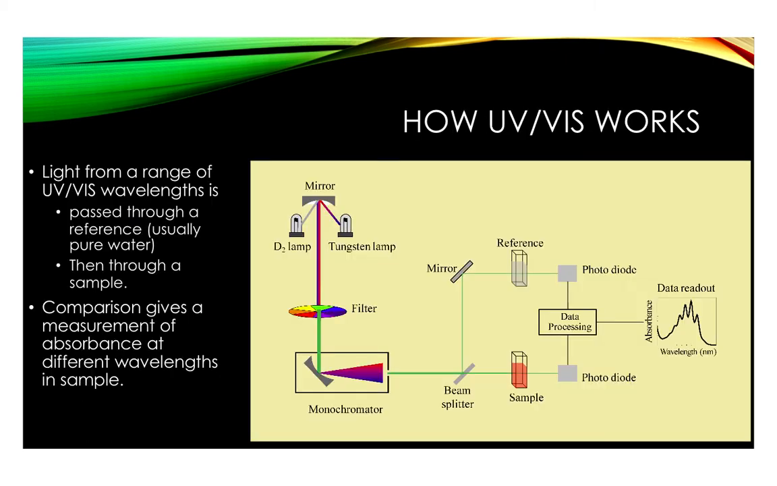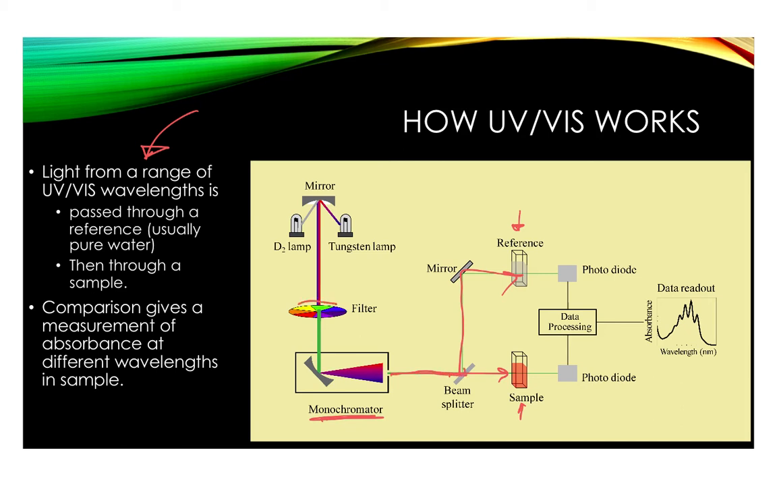Okay. So UV visible spectroscopy works like this. Light from a range of UV visible wavelengths is passed through a reference and then through a sample. And a comparison of those two gives a measurement of the absorbance at different wavelengths of the sample. All right, so here's our sample. It's got some color. Here's our reference, so it's sort of our null. And what we're going to do is send light through the reference and through our sample. Now the light that we send through is turned into one single color by a device called a monochromator, and you get one color of light going through.